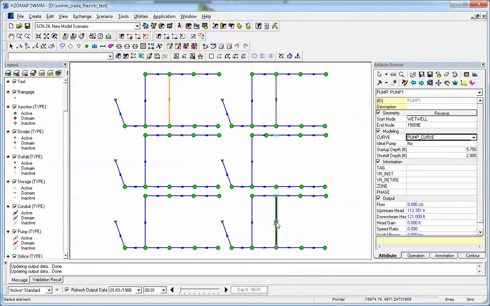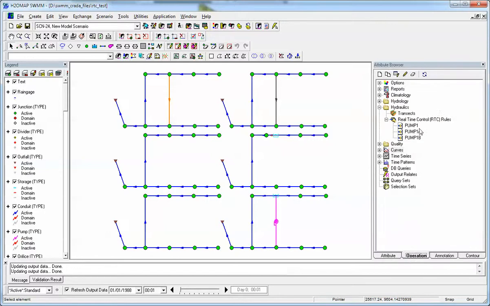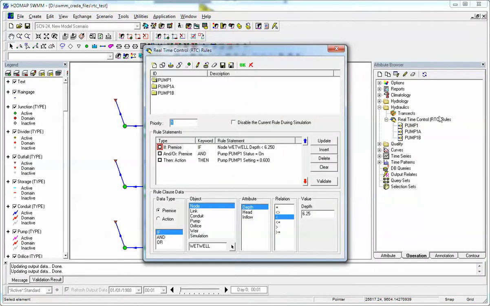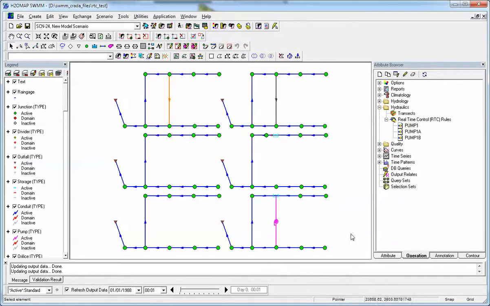There's also a few rules for the turning on of the pumps. We have a startup depth and a shutoff depth in the wet well. In addition, there's RTC rules that are additional rules. When the depth reaches a certain elevation, it sets the pump setting to 0.6. So it runs at a variable speed for that particular depth.